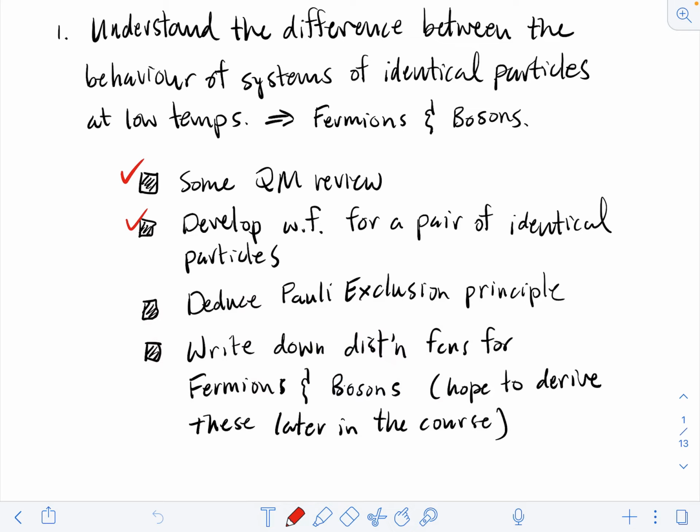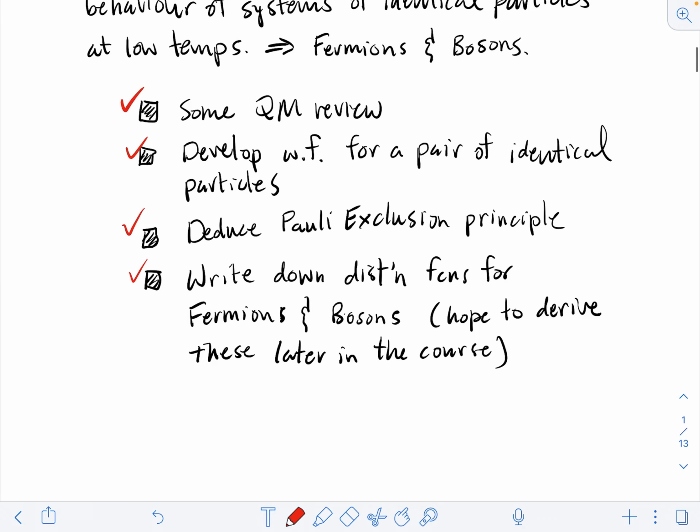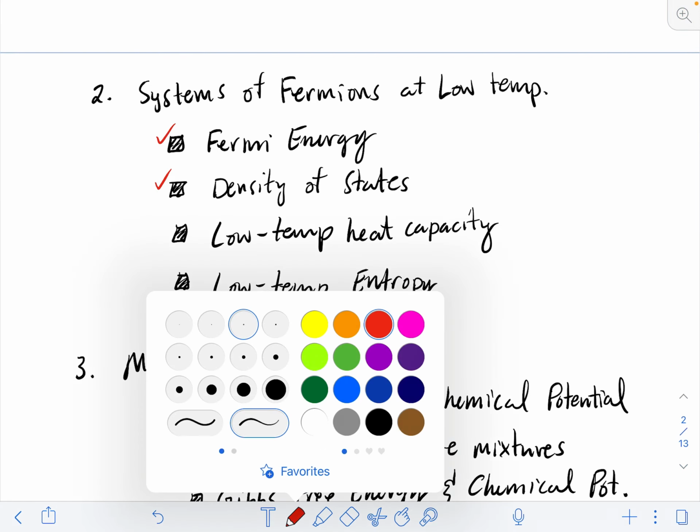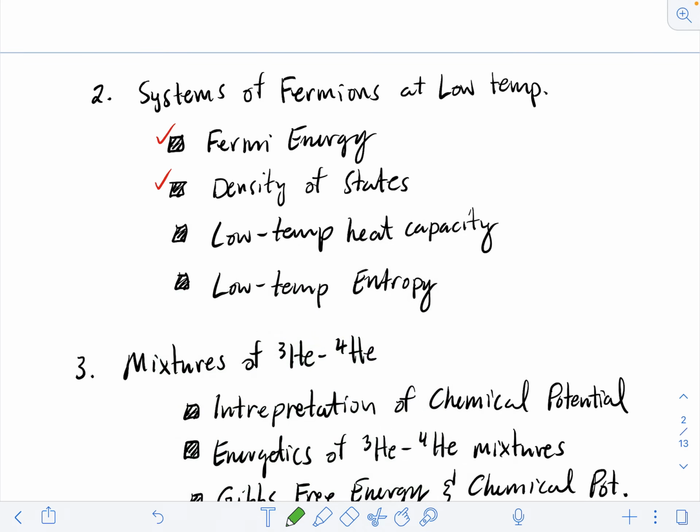In the last video, we tackled the Pauli exclusion principle. We wrote down distribution functions for fermions and bosons, and we talked about Fermi energy and the density of states. Today, what I hope to do is to start and finish a relatively long calculation of the low temperature heat capacity of a system of identical fermions, and then possibly use that to also calculate the low temperature entropy.